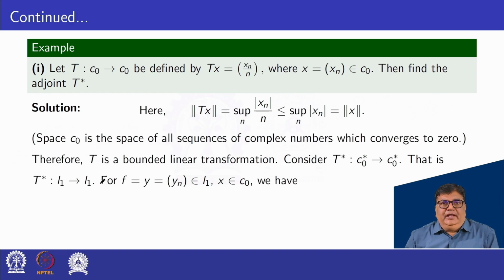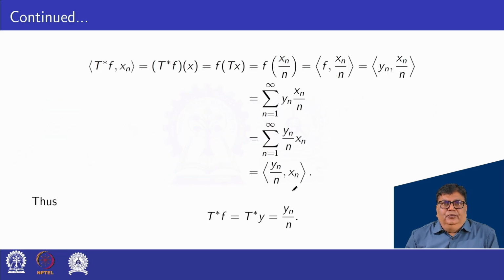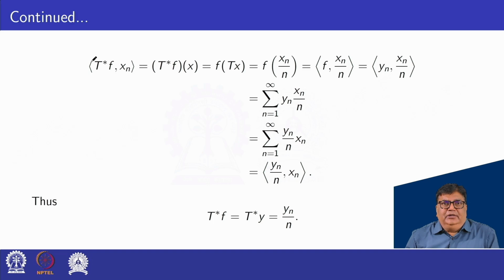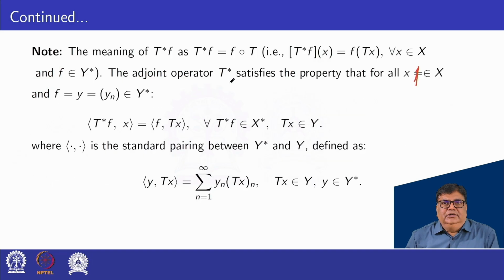For f belonging to L1, that is y belonging to L1 and x belonging to C0, we have the inner product of T star f and xn. As per this definition, the inner product of T star f and xn, that is T star f of x. The meaning of this is that (T star f)(x) is equal to f of Tx, as per the definition of adjoint.